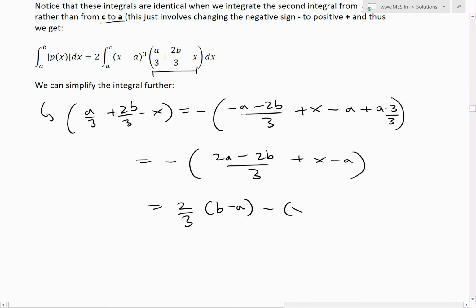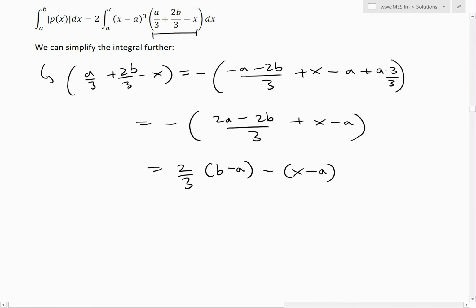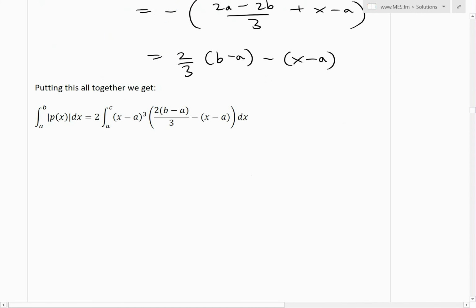So we simplified it just so we can get a b minus a. Now we have an x minus a right here. We've simplified it so that we have this x minus a, and then all of these non-x variables are in terms of b minus a, which is what we want everything to be, and you'll see that later on.